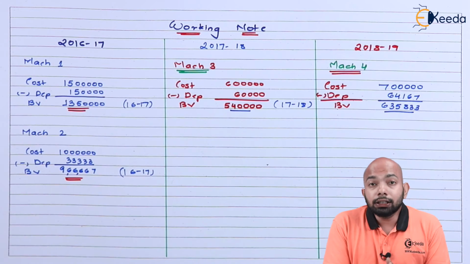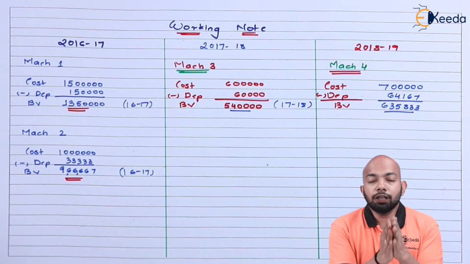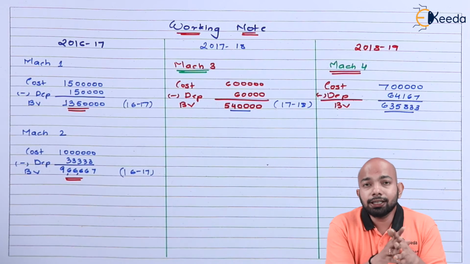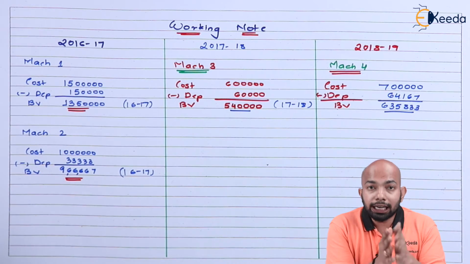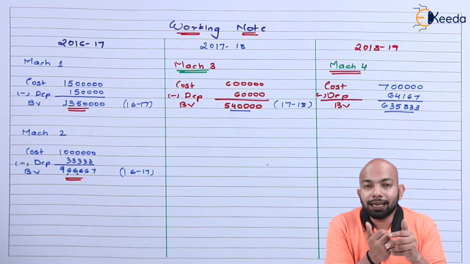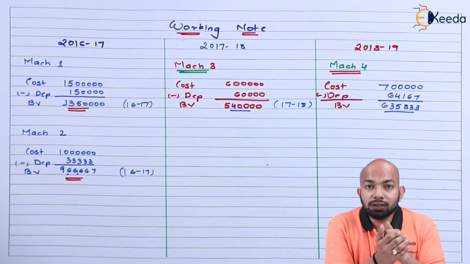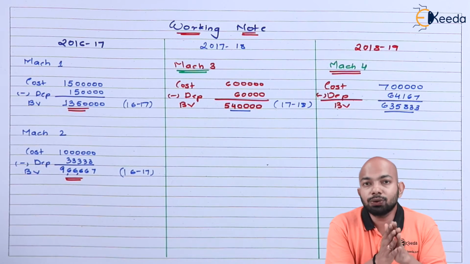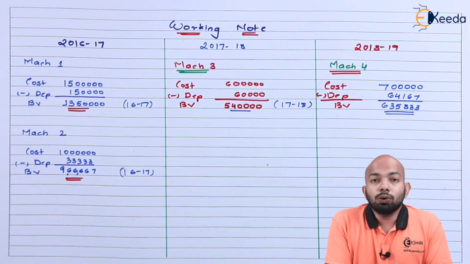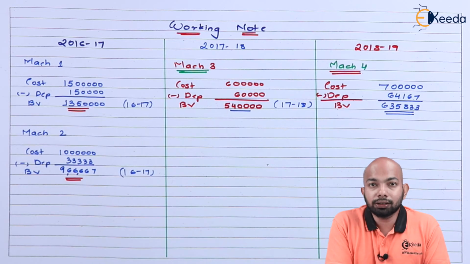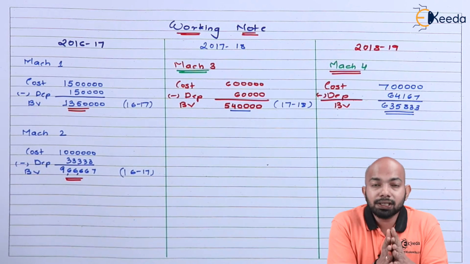Again, in the year 2018-19, we have machine 4 which was purchased for rupees 7 lakhs. At the rate of 10% depreciation on it, we have for 11 months tenure 64,167. So we'll be subtracting this from the total amount of 7 lakhs to calculate the book value of that specific asset as of 2018-19. So now that we have calculated the depreciation for machine 4 as well, the book value is 6,35,833. That is the value of that specific asset.